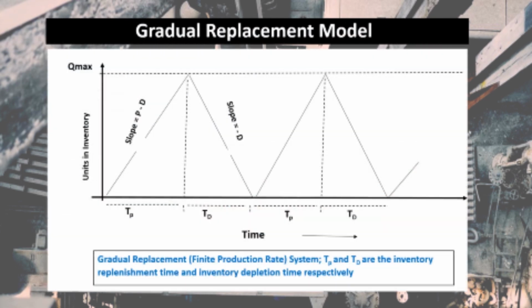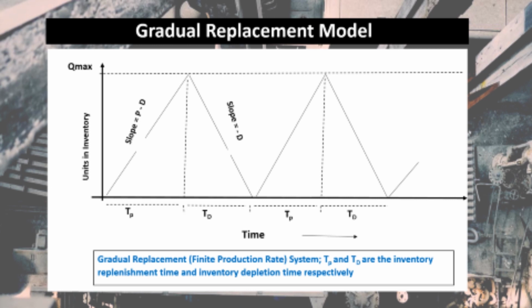This can be explained through the diagram. Here on the x-axis you can see time and on the y-axis units in inventory. The first part, representing TP, is where the supplier has supplied certain quantities, but consumption is also taking place. That is why the line is not vertical, it is slanting. The second period is known as TD, where there is no replenishment and only consumption takes place. So this cycle repeats over a period of time.